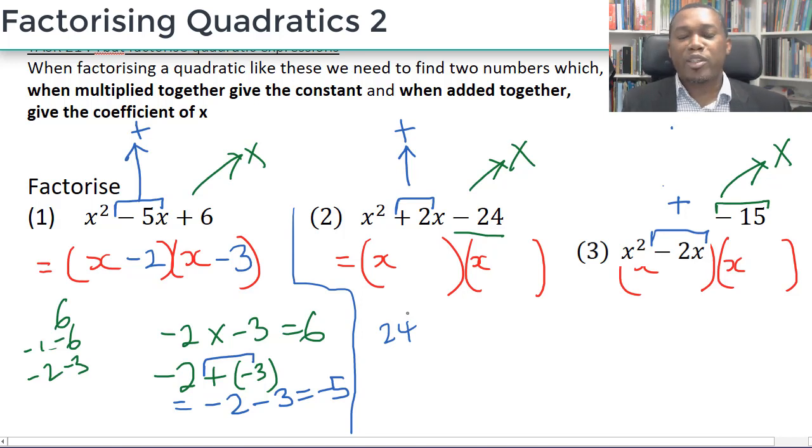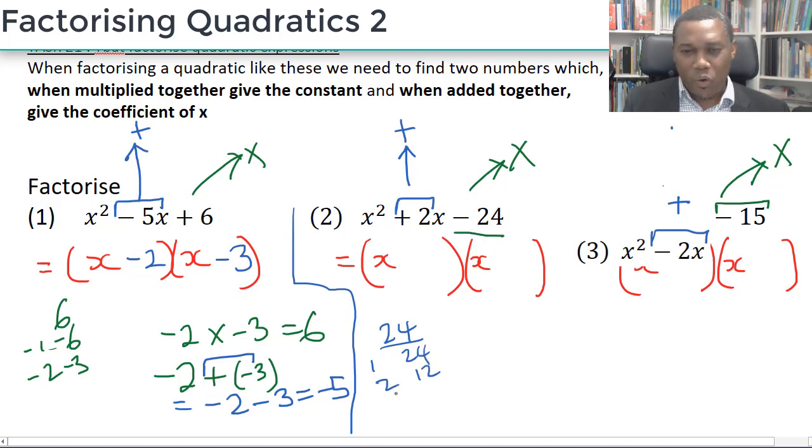First of all, 24, and what you want to be thinking about now is which factors of 24 have a difference of 2. That's the new thinking. Because if they have a difference of 2 and I get the sign right, then when I add them together, they'll add up to 2. So 1 and 24, no go. 2 and 12, no.